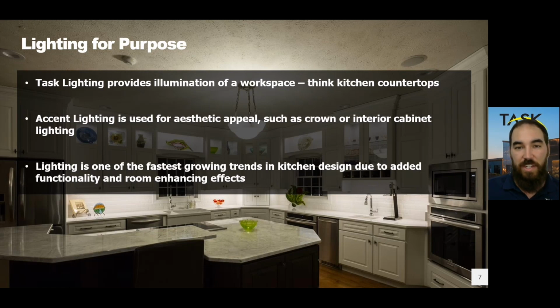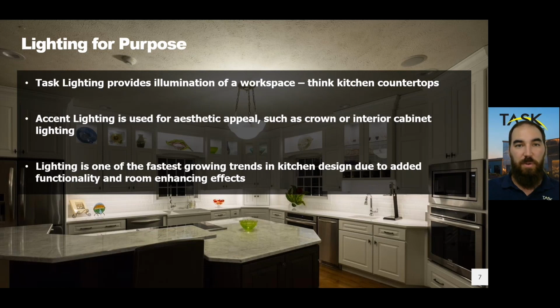Accent lighting, on the other hand, is just used for visual appeal. It's the aesthetic look of lighting up the space above cabinets, inside cabinets, and down on the toe kick along the floorboard. It's all there to draw extra attention and make something that much more visually appealing. That's the core difference between these, and I'll show you in this image where each is applied. No matter which you choose, lighting is just exploding right now.